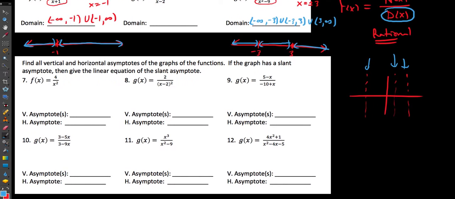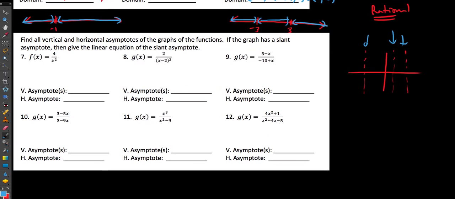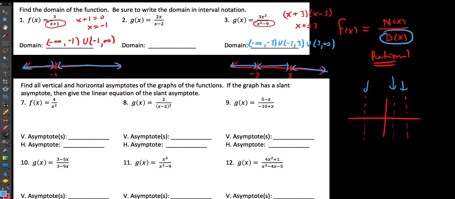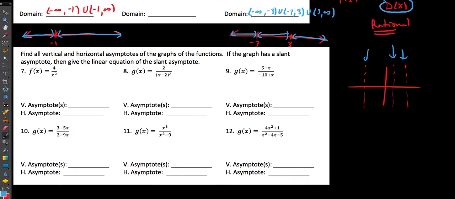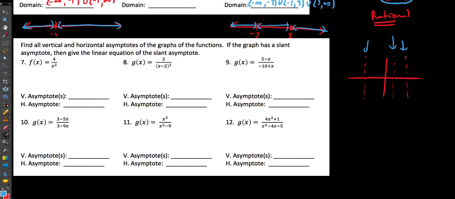The slant asymptote, well, we're just going to start with the vertical asymptotes, and I want you to know that the vertical asymptotes are always occurring at the zeros of the denominator. So, for instance, on number 7 there, if I factor the top and the bottom, what are the zeros of the denominator? If I set this equal to 0 and solve it, I get 0 twice. For whatever it's worth, my vertical asymptote is going to be at x equals 0, because when I plug in 0, I get undefined.